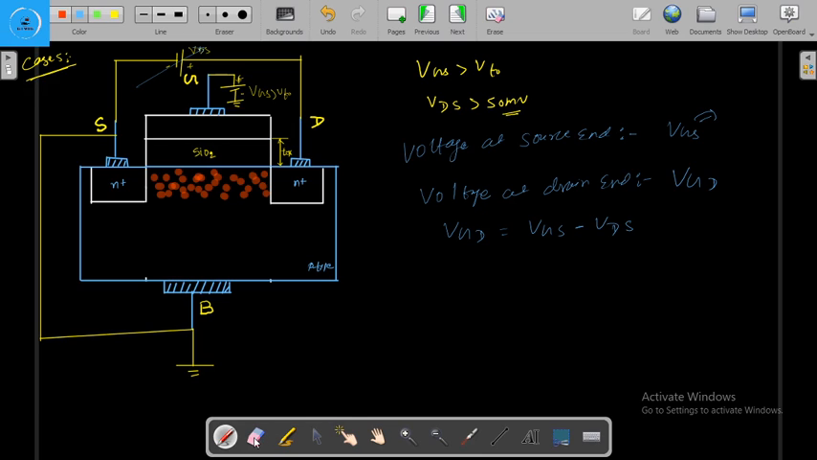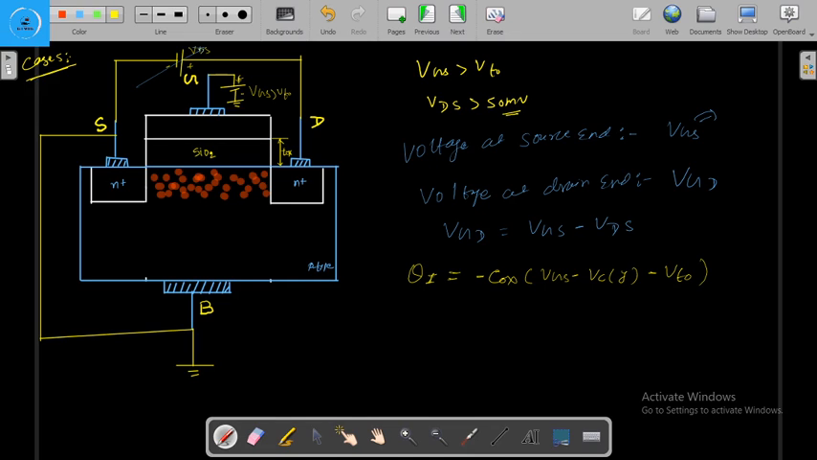Why? As we know, the charge density, or the free electron density, in the channel is Qi, and Qi will be equal to minus Cox into VGS minus Vc of Y, where Vc of Y is the voltage of the channel, minus Vt naught. This is the threshold voltage.